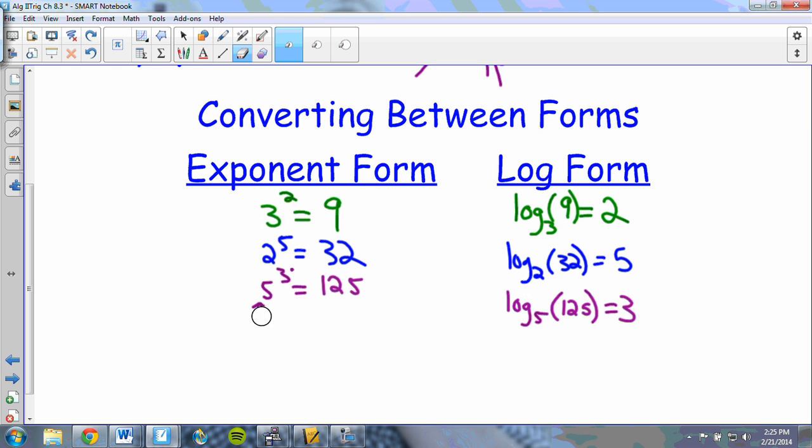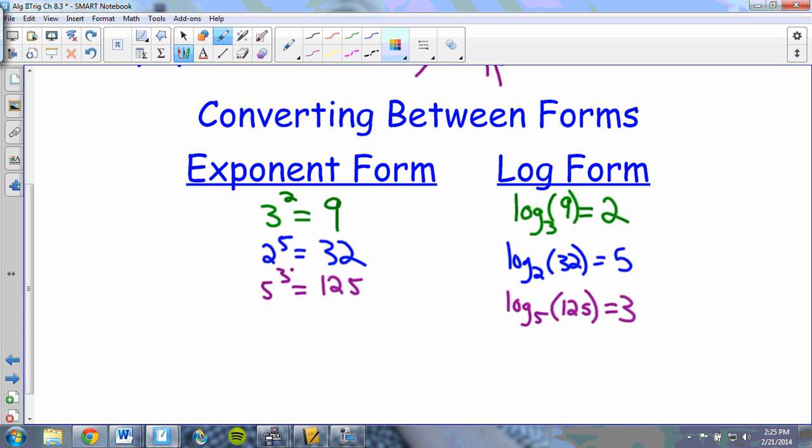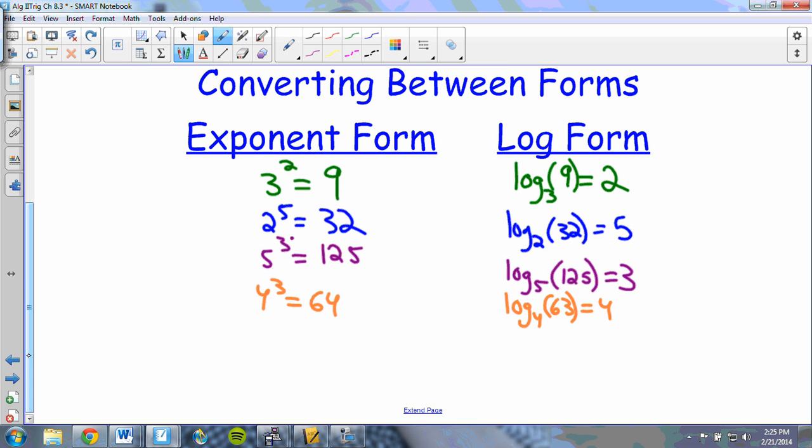I'll put one on the screen. You should pause the screen and try it on your own. So the log form would be... and we can do this with x's as well. Well, I'll go the other way.